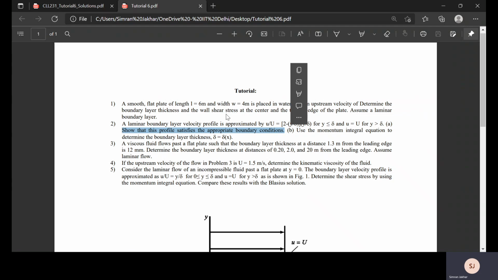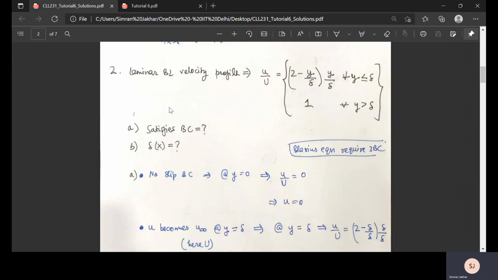There are three boundary conditions that we have used while solving the boundary layer problem, and we have to show that it satisfies all the three boundary conditions. And the second part is using the momentum integral equation to determine the boundary layer thickness. This also you must have covered in your class, so I will quickly move to the solution.